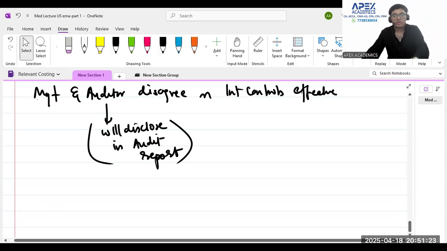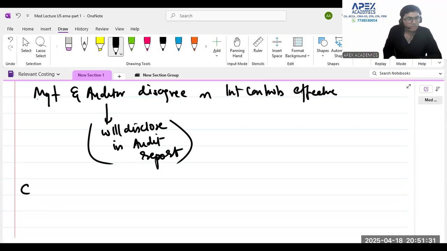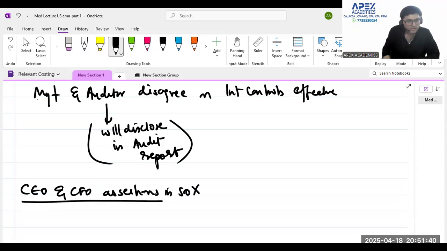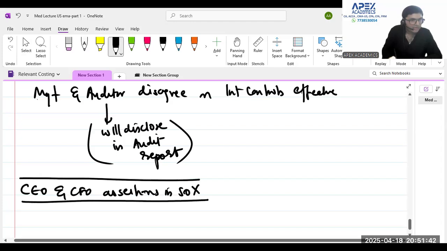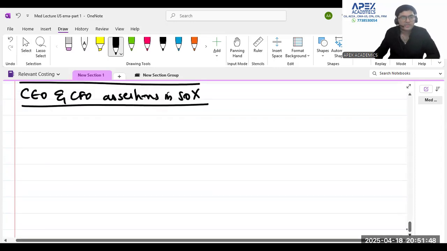SOX is not yet over. Next we come to CEO and CFO responsibilities and assertions in SOX. Sir, I believe this is concept number 6. Now, please pay attention to concept number 6.